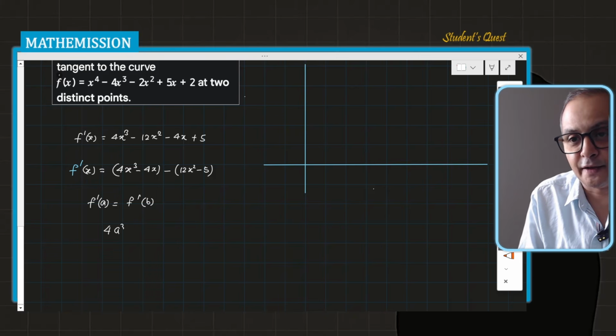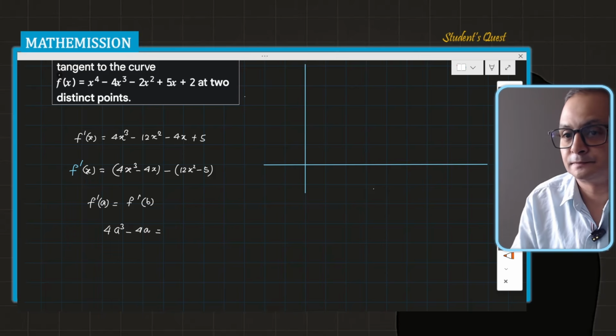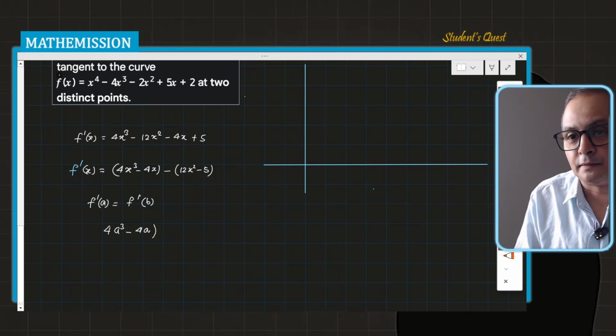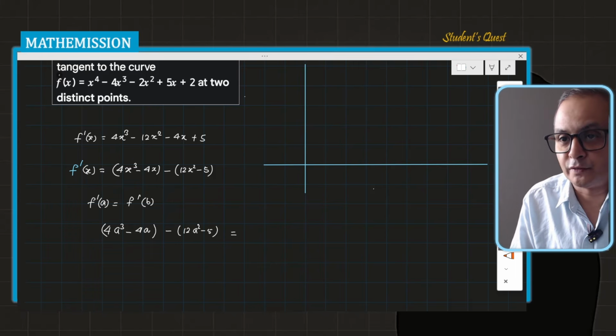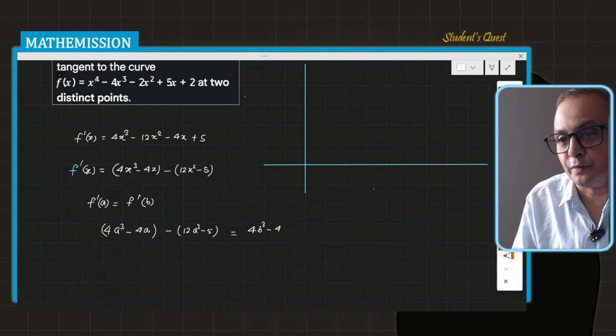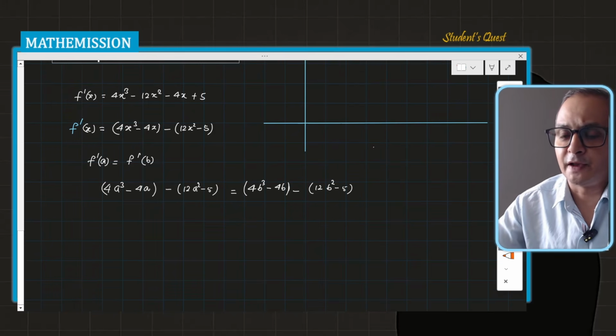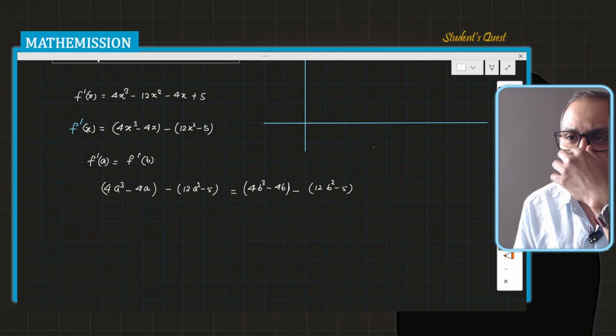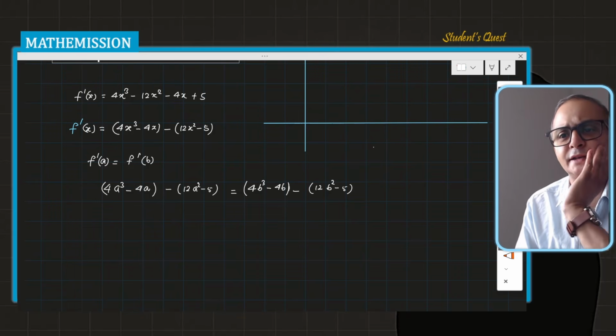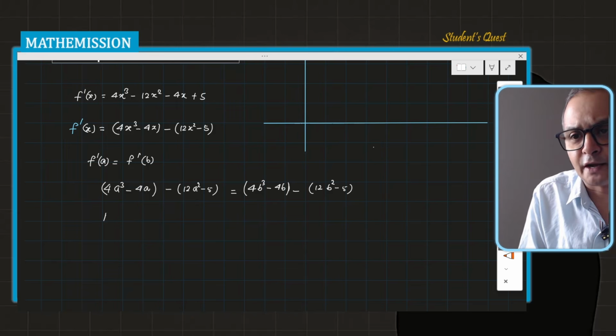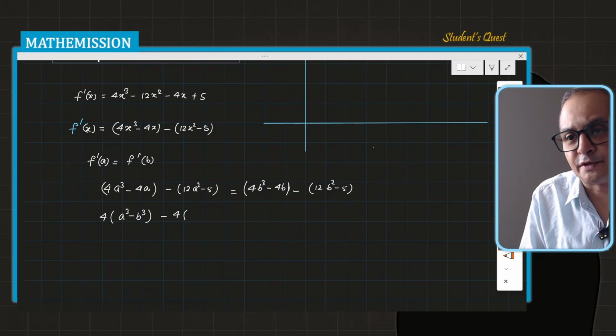What we get here is 4a cubed minus 4a minus 12a squared minus 5 on the left side, and on the right hand side 4b cubed minus 4b minus 12b squared minus 5. You notice that the 5 and 5 will get cancelled. I want to take all these terms together in a manageable way, so I write 4 times (a cubed minus b cubed), then minus 4 times (a minus b).